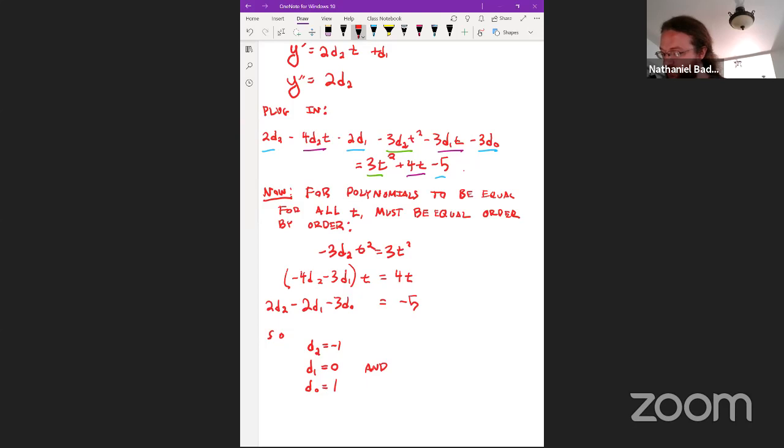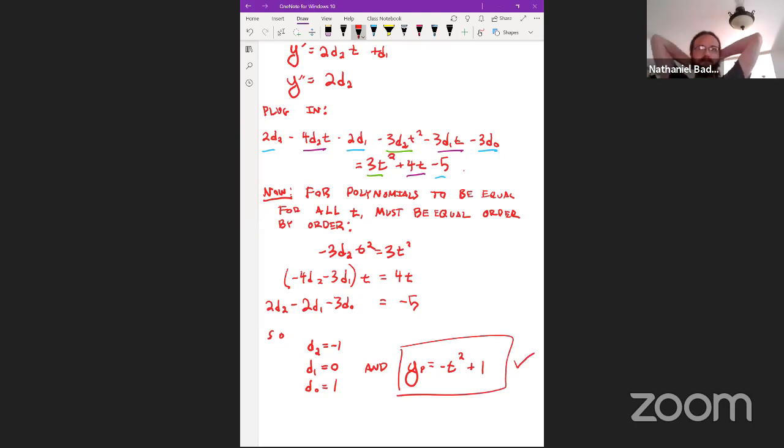And we can write down our particular solution, yp is equal to minus t squared plus 1. Okay.